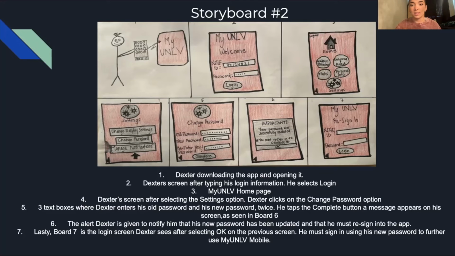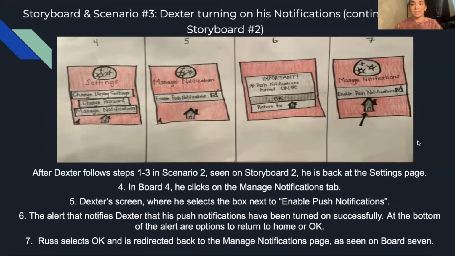So in board 6, he's going to click on OK below, which takes us to board 7, and he just has to re-sign in to continue using the app. In storyboard scenario number 3, it's kind of an add-on to the previous storyboard, and this is Dexter enabling his notifications. So we're going to start on board 4 as seen in the last storyboard, where he signed in and everything and he clicked on the settings option.